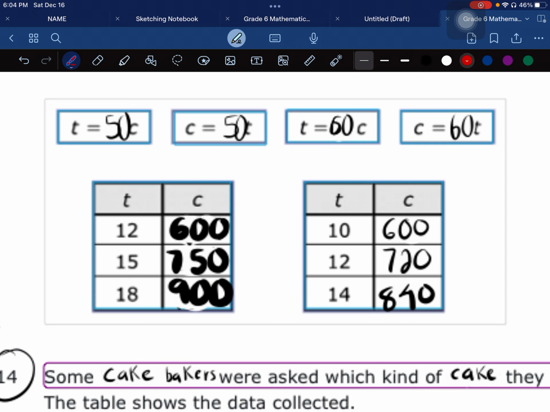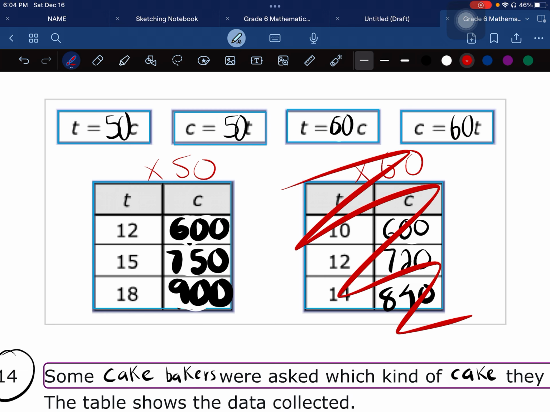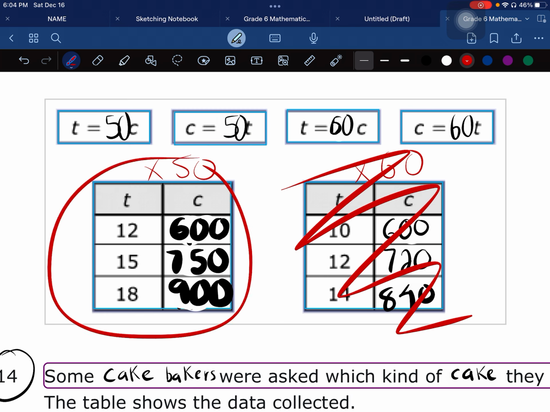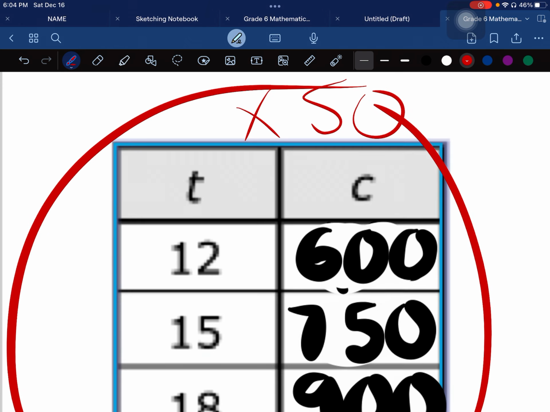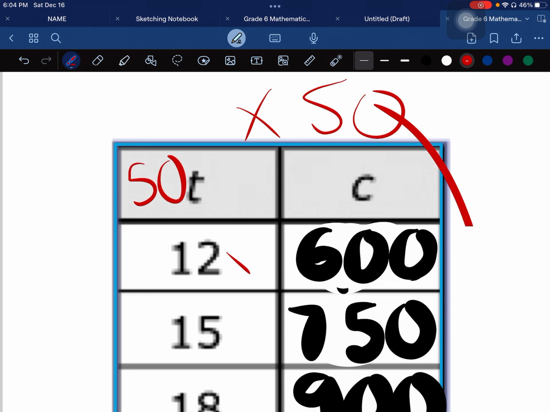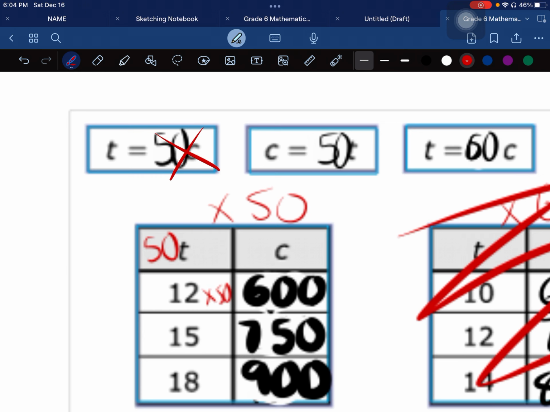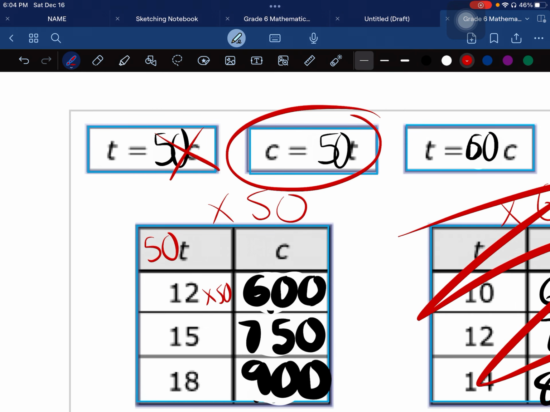Now, there's one table that's multiplying by 60, and there's one table that's multiplying by 50. So you're going to select the one that is multiplying by 50, this one. And remember, you're multiplying each ticket by $50. So you're multiplying the tickets by 50. You are not multiplying the cost by 50. So this is the answer.